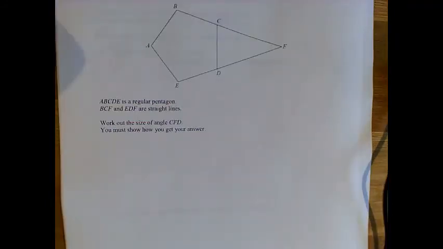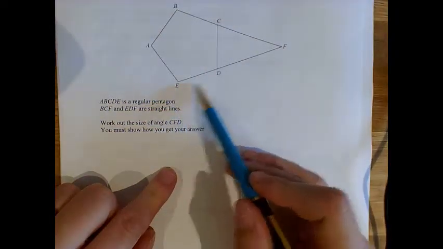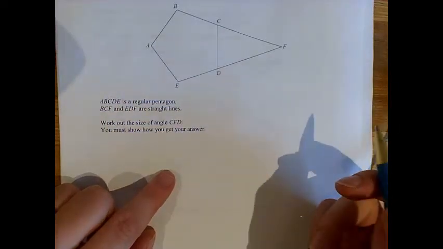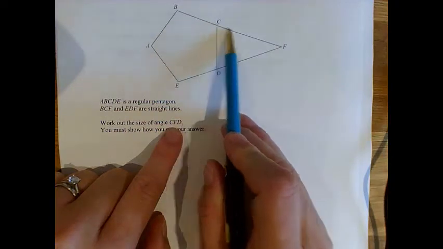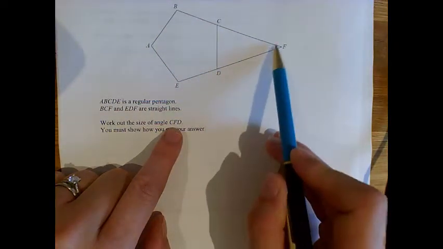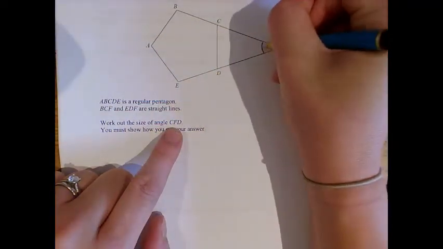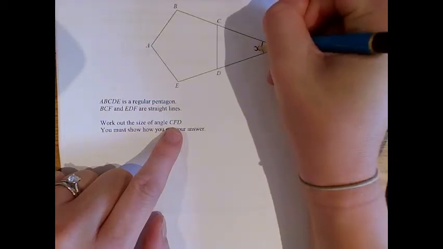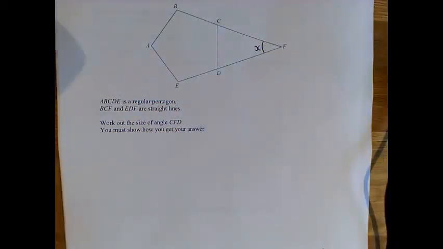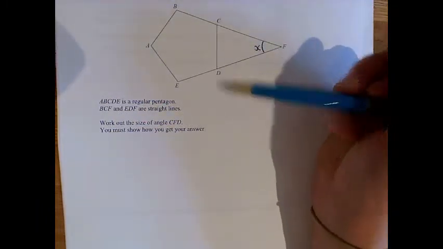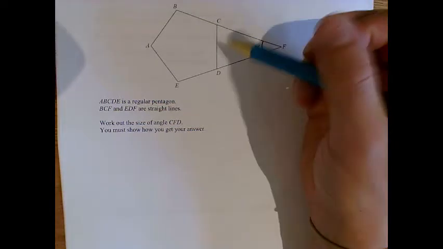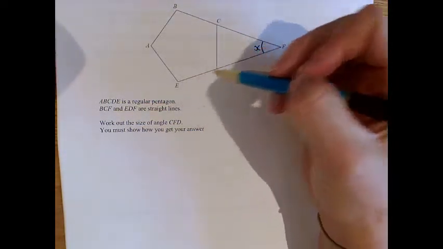Question 6, ABCDE is a regular pentagon. BCF and EDF are straight lines. Work out the size of angle CFD. Now, if we want the size of angle CFD, that's going around this angle here. So this is the angle that I'm after. I'm just going to label it X so that I know what it is that I want. Now we've got a triangle here. And we've got a pentagon here.